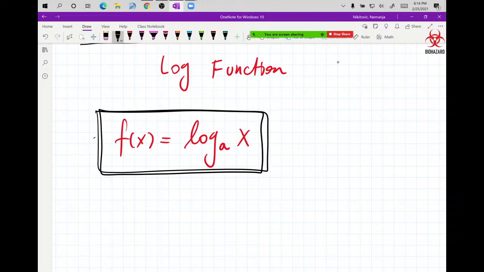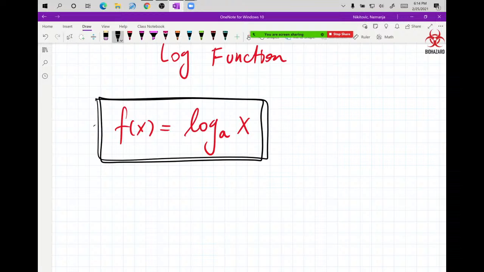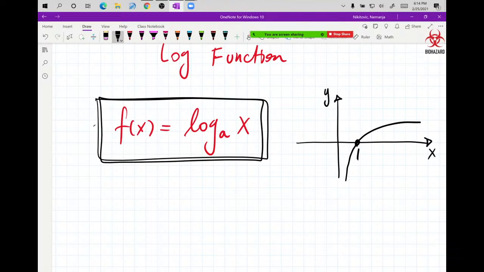Well, the first thing that we are going to learn and memorize, obviously, is the graph for this function, which has to look the same as exponential, except it needs to be a reflection over y equals x. So it's going to go through 1. And because the exponential function had a horizontal asymptote at 0, this one is going to have a vertical asymptote at x equals 0, which the logarithmic function follows to negative infinity, down.